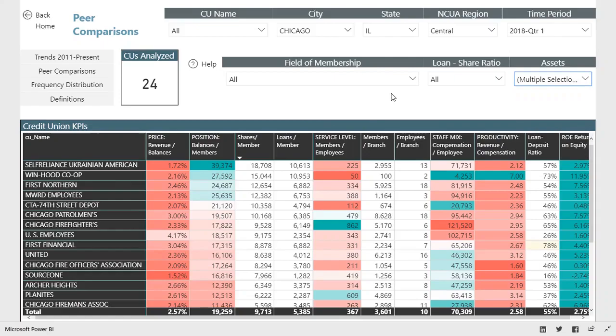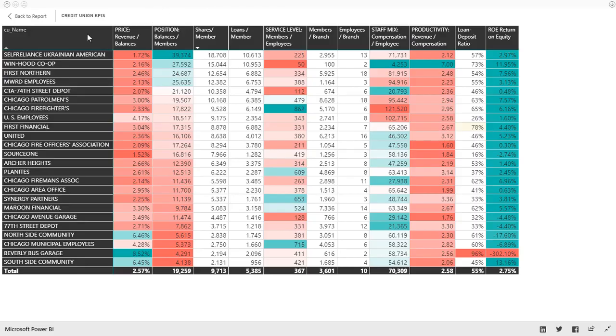We can also filter it by field of membership or select individual credit unions to include or exclude, depending on what you view as being your peers. Once we've made our selections, it's helpful to enter into focus mode. And let's walk through the ratios. Here's all the credit unions listed that we selected.